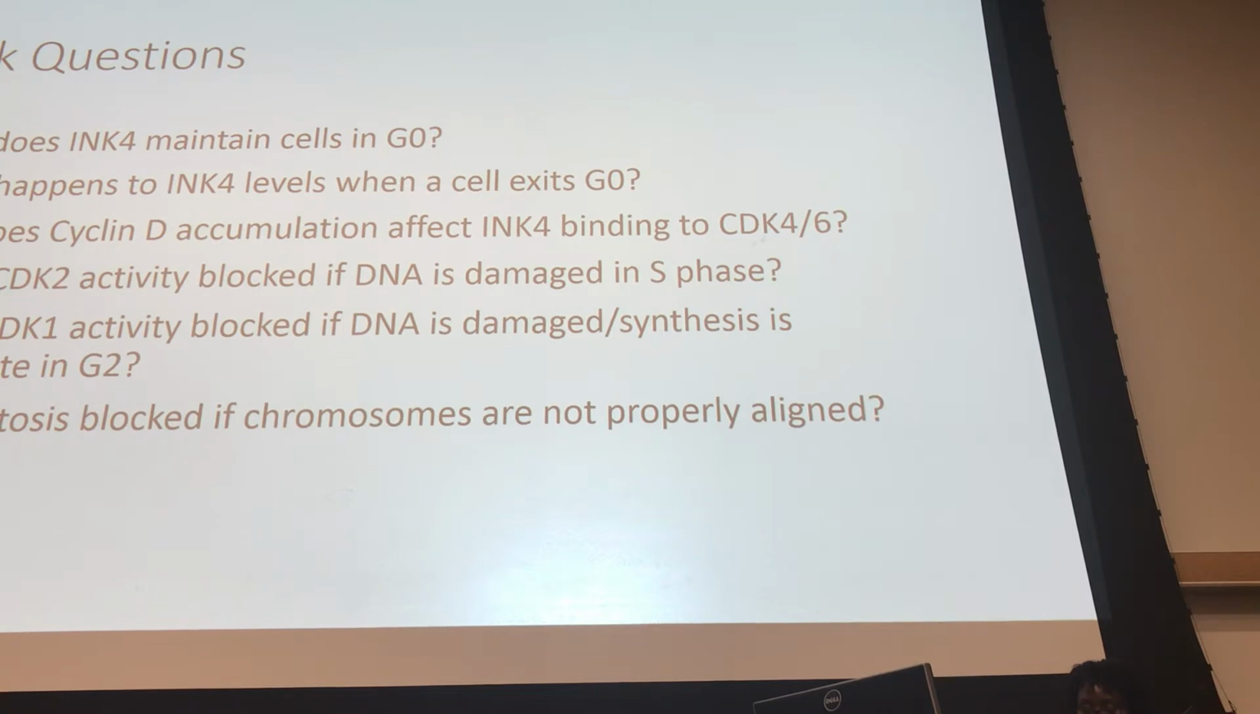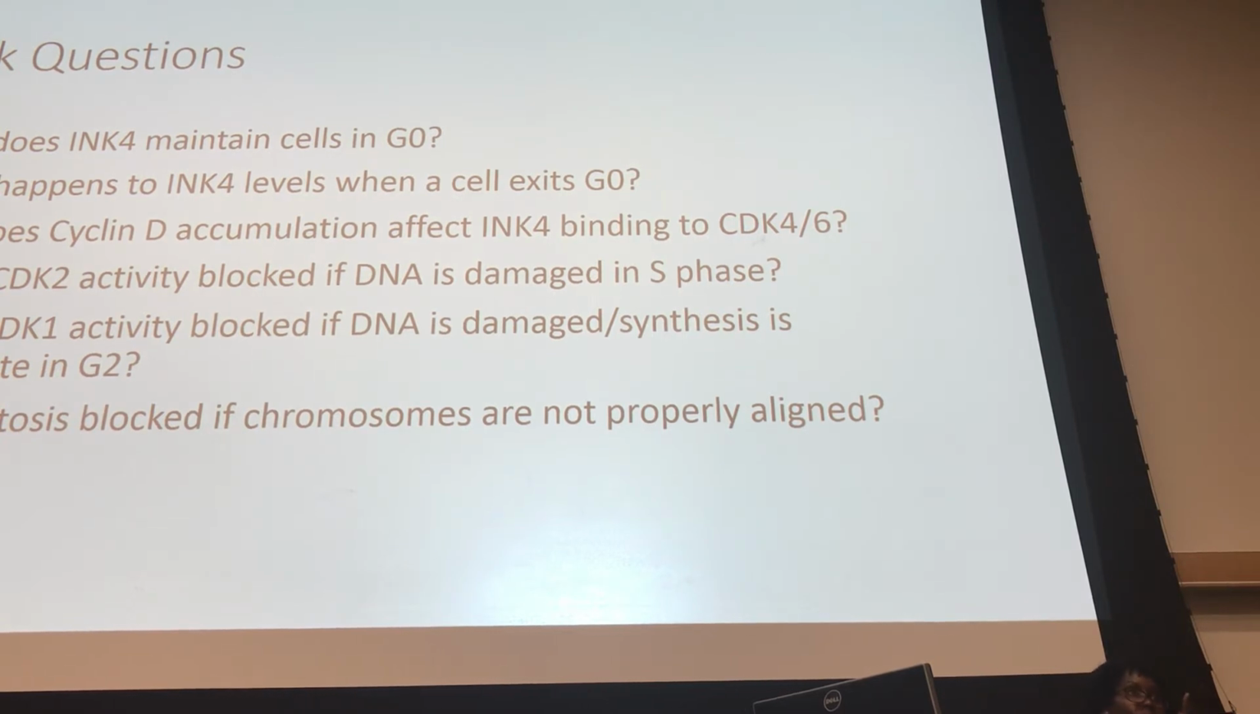And then how is mitosis blocked if chromosomes aren't properly aligned? Who wants to answer that? Joanne, if they're not properly aligned, how is mitosis blocked? At the spindle assembly checkpoint, SAC is turned on and it inhibits APC. It looks at whether the kinetochores and the microtubules are properly connected. If not, then BUB1 will connect to that complex and it will inactivate APC.